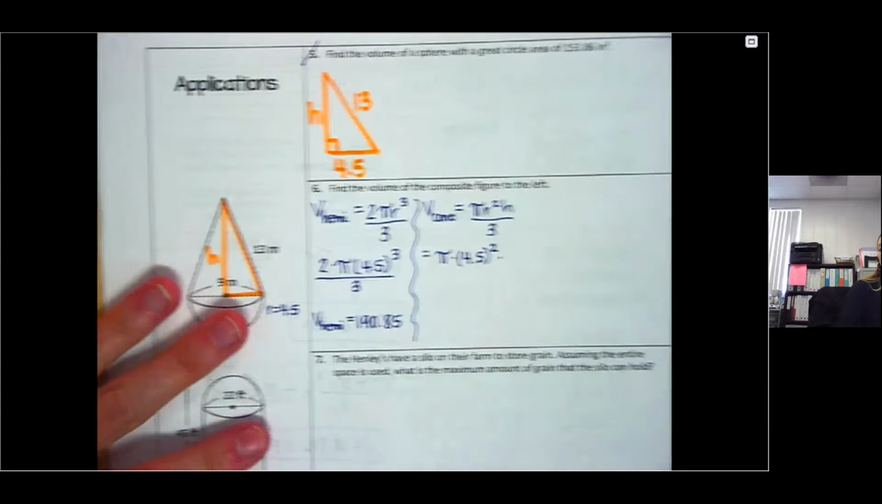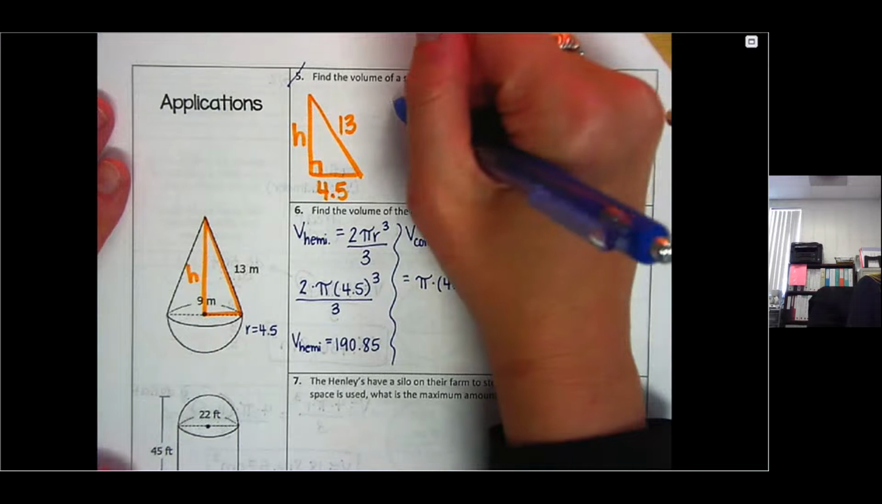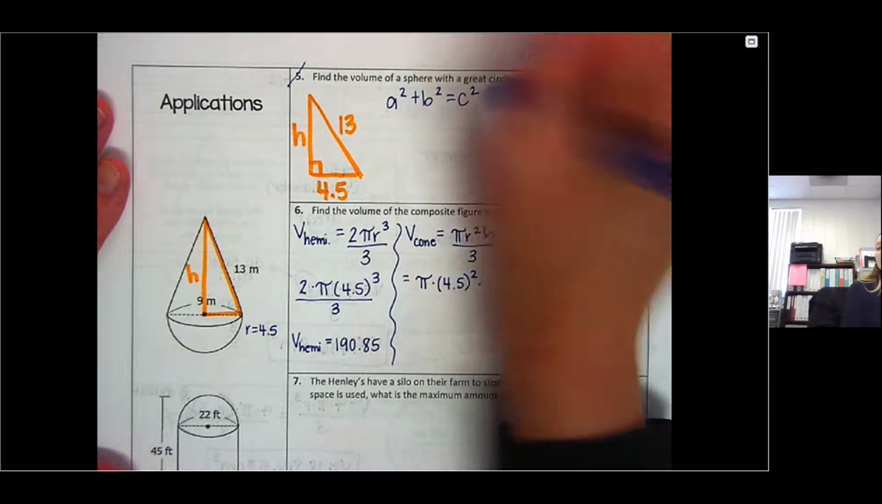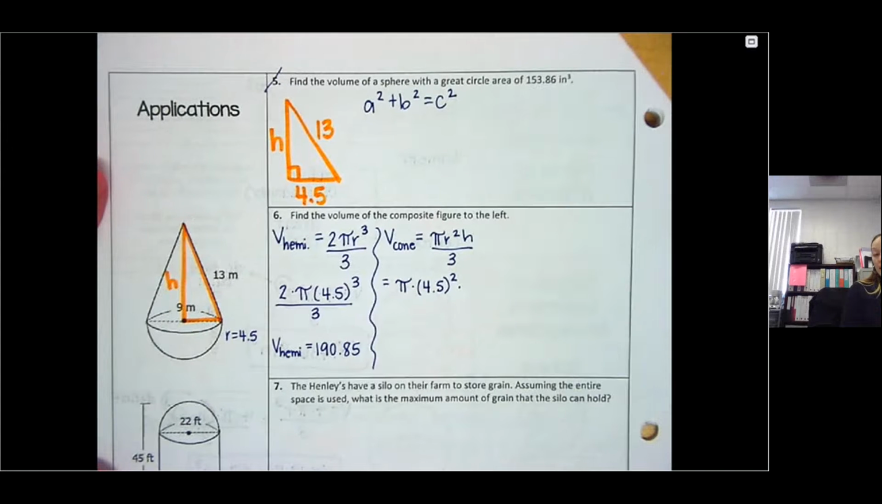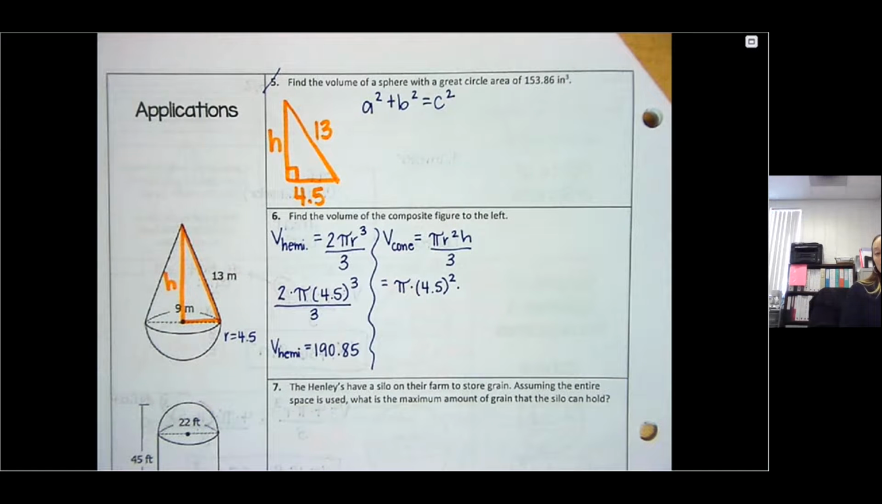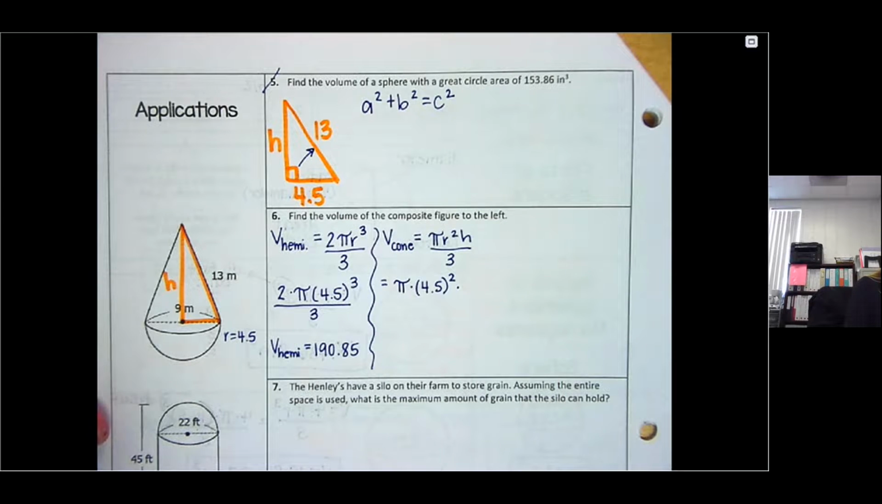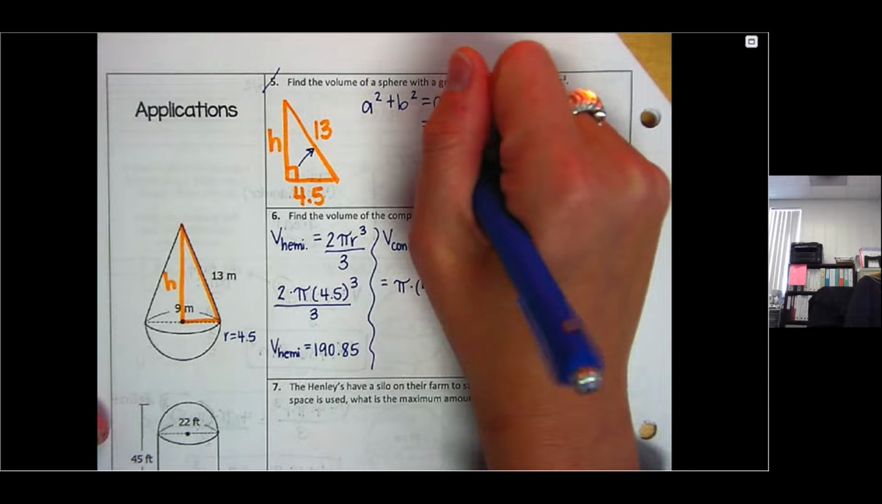So if those are my numbers and I'm using a squared plus b squared equals c squared, the only important one is the c. Which one's the c? It's 13, because it's across from the 90.